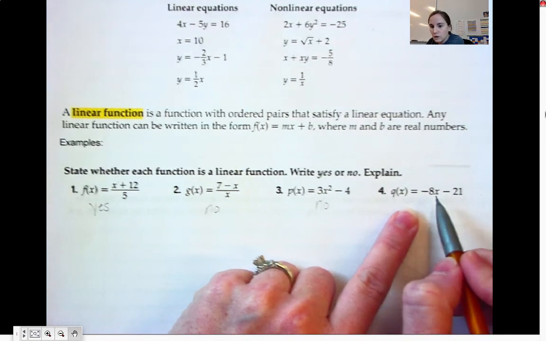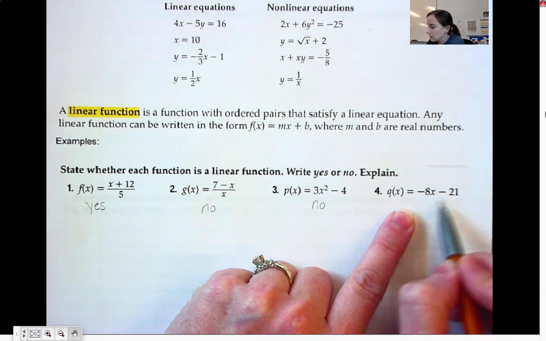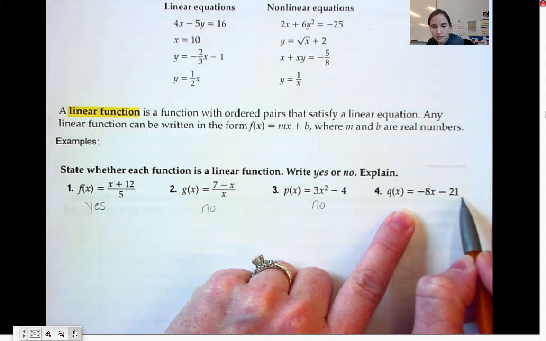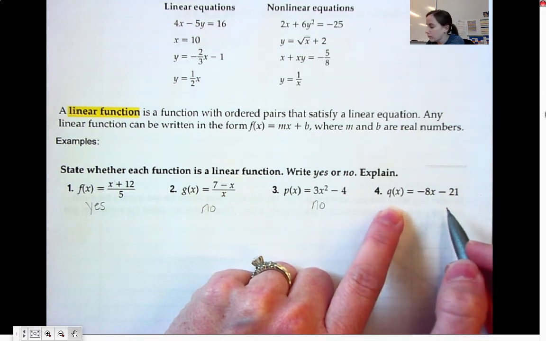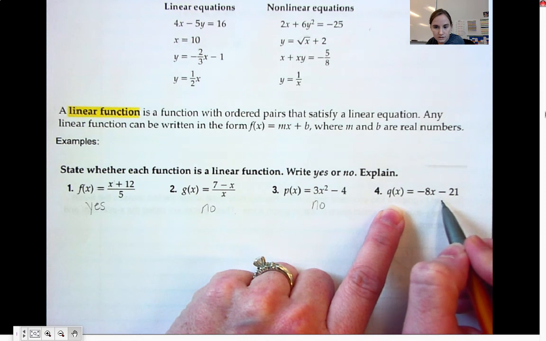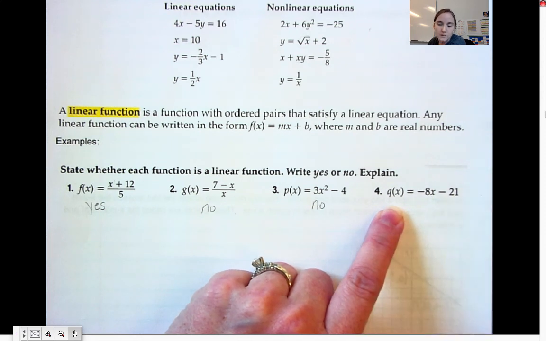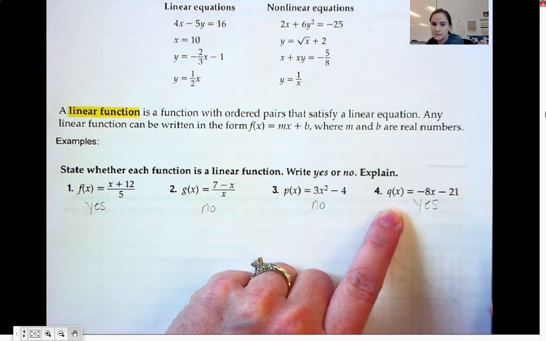And here, our variable is being multiplied by a constant, and it has subtraction by a constant also going on over here, which is okay. And it's also written in the form mx plus b, in this case plus a negative 21 or minus 21. So this is okay. We say yes.